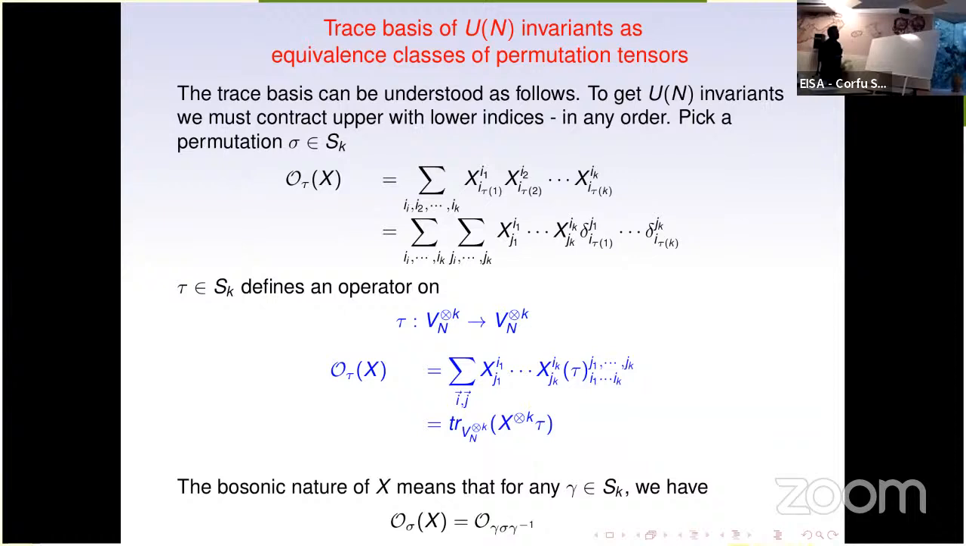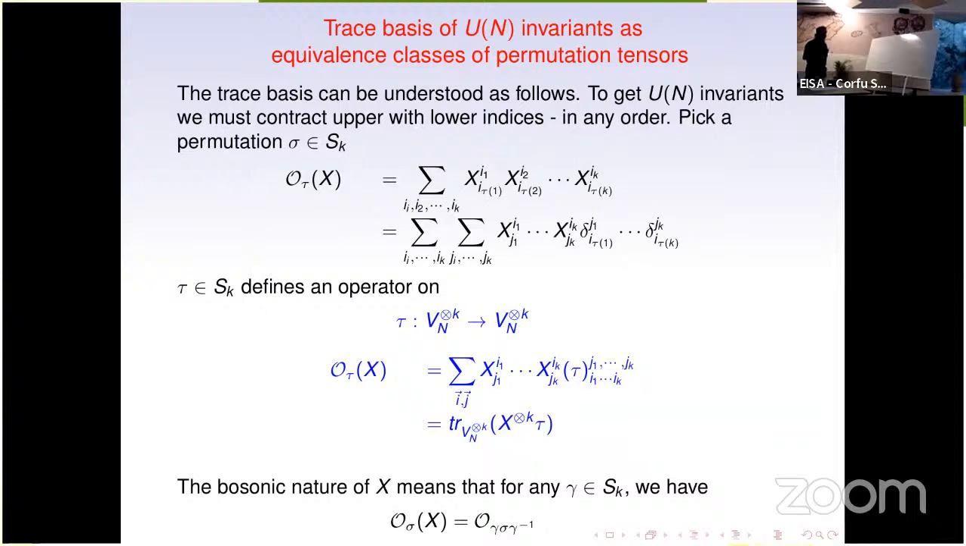So for the moment, there is U(N) acting on these indices individually. And then permuting this collection of indices is S_k. So you can use these permutations of indices to build gauge invariants. And these S_k permutations, related to the degree of the operator, act on the k-fold tensor product of V_N, the fundamental representation of U(N), by just swapping the different factors.